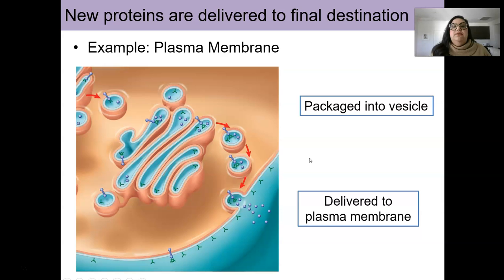So we went from the information stage in the nucleus, where we had our DNA, and the information flowed from the DNA to the ER, where we made our protein. Then the protein got processed in the Golgi, flowed through the Golgi, and now it's ready to go to the plasma membrane.